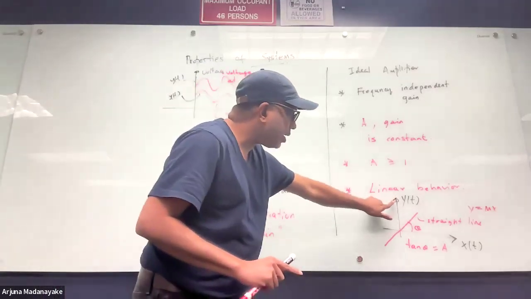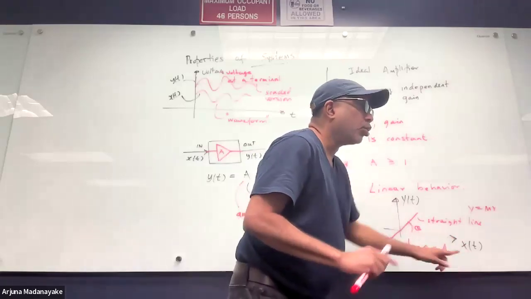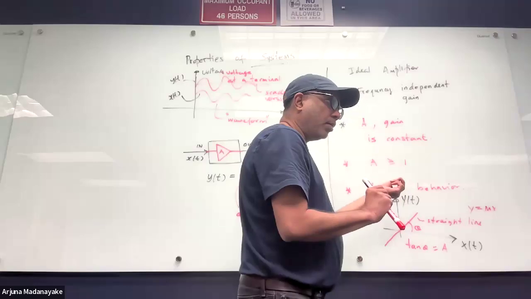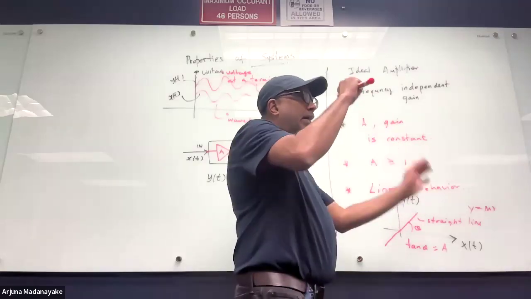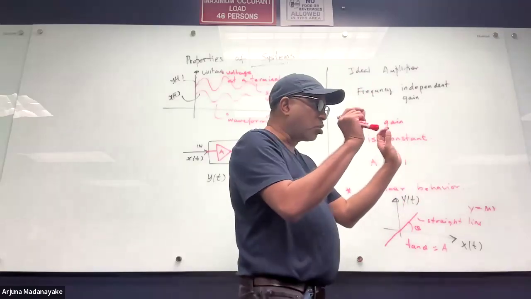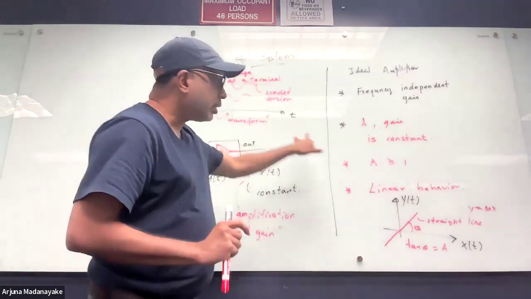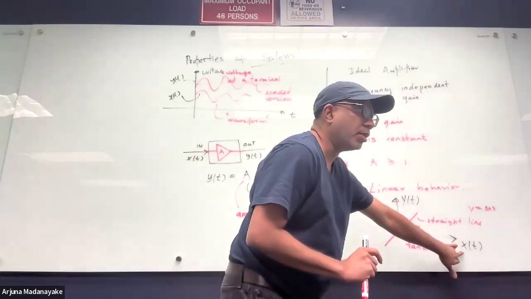This one is Y as a function of X. So for any given value of X, what is the value of Y? It's a relationship between X and Y directly, nothing to do with time. This one has time as the independent variable. This has X as the independent variable.